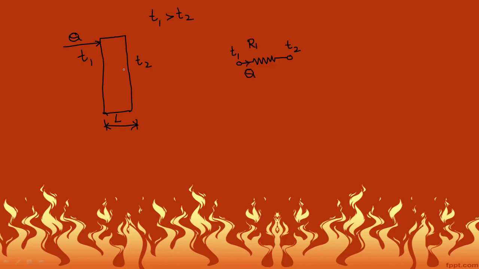So, the thermal resistance RTH is here nothing but L by Ka, where K is the thermal conductivity, as we have discussed earlier. And remember, the unit of thermal resistance will always be Kelvin per watt or degree centigrade per watt. That depends upon whether we are considering the temperatures in degree centigrade or in Kelvin.